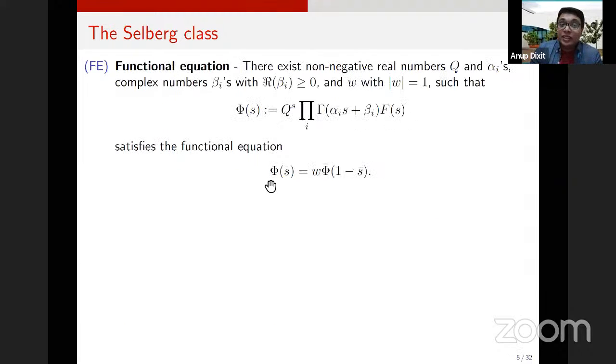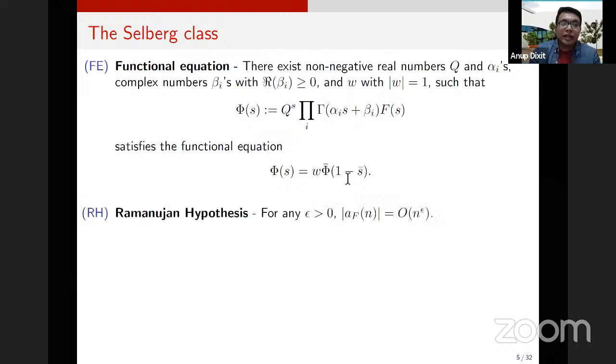And we also need certain symmetry. There should be a functional equation. That means if we multiply the function with some gamma factor, some factor of this type, then the resultant function should satisfy a certain symmetric relation like this. And finally, we have a Ramanujan hypothesis, which is a condition on how fast the Dirichlet coefficients can grow.